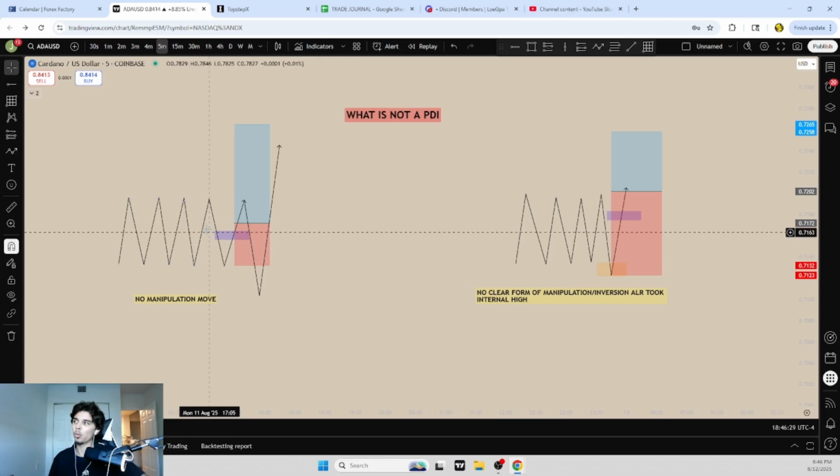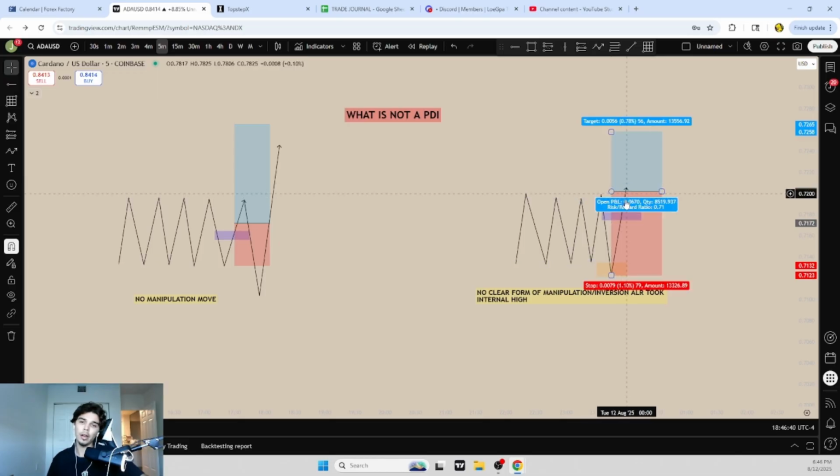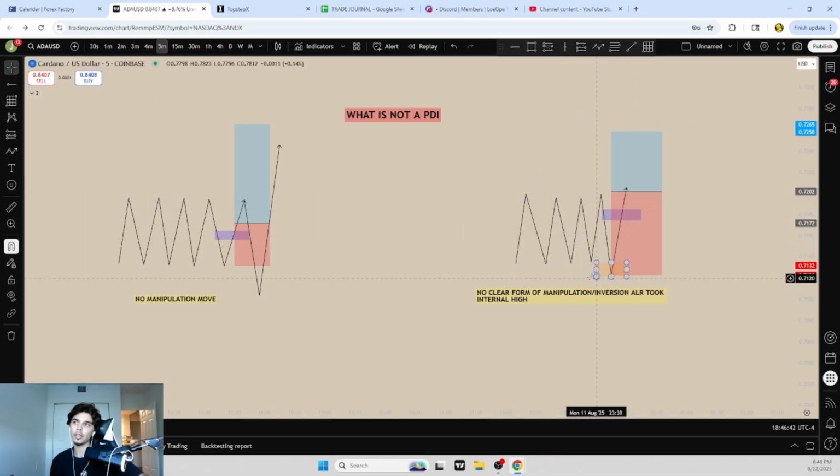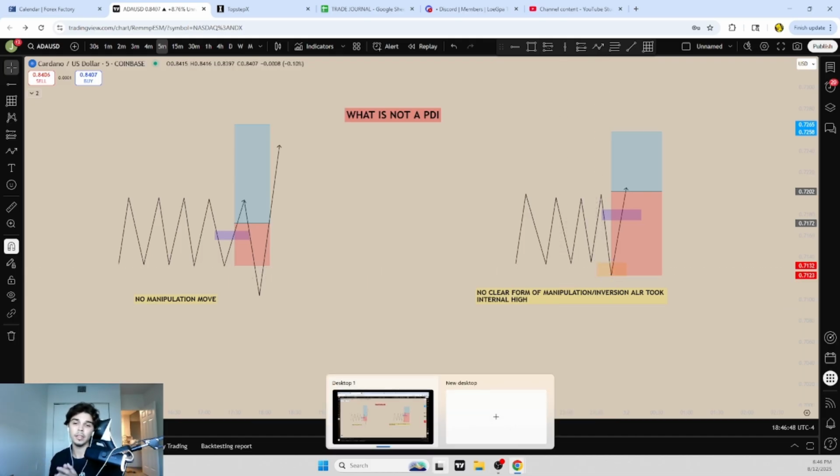Again, on this one, we want to see a clear form of manipulation move. This one, we have a clear form of manipulation move. So it could have worked, but our inversion happened all the way up here. And when the IFVG happened, we already took out the internal highs. So yeah, we got a manipulation move down, but again, it wasn't enough conviction for me because it didn't hit a key level. See, this is me being picky.